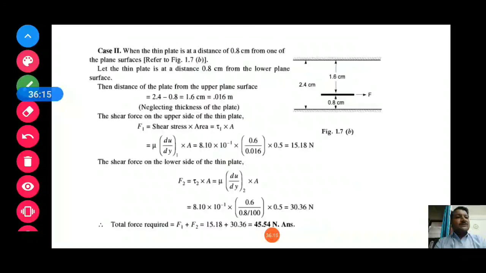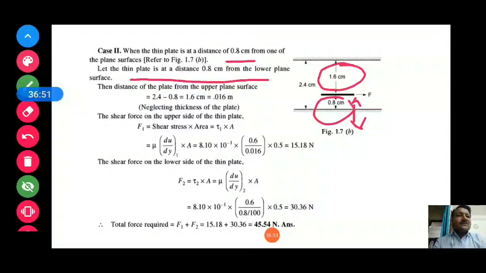Now see the second case, when the plate is at a distance of 0.8 centimeter from one of the planes. If this distance is 0.8, another distance is 1.6 centimeter. So the thin plate is at a distance of 0.8 centimeter from the lower plate. We have taken it as 0.8 centimeter from the lower plate. You can take it also from the upper plate.